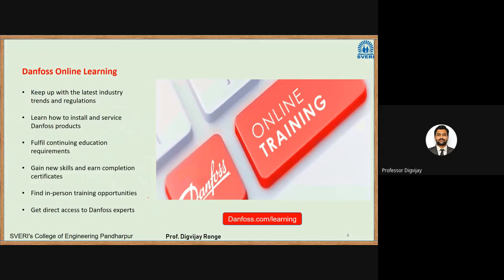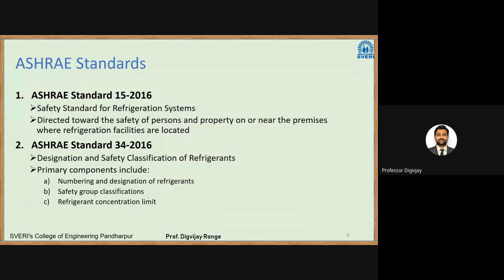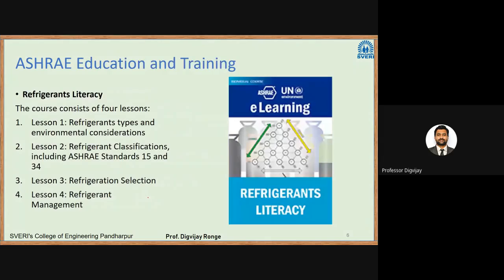Okay, so this was the syllabus. I gave some slides about Danfoss. Danfoss is an MNC in this field, and they are offering online training. Not only Danfoss, there is ASHRAE, which is also offering online training. We are going to study these two standards in this chapter: ASHRAE standard 15, which is related to safety in handling refrigerants, and standard 34, which is related to classification and nomenclature of refrigerants. You can go online and see ASHRAE is providing online training also. They have one module which is dedicated to refrigerant literacy.